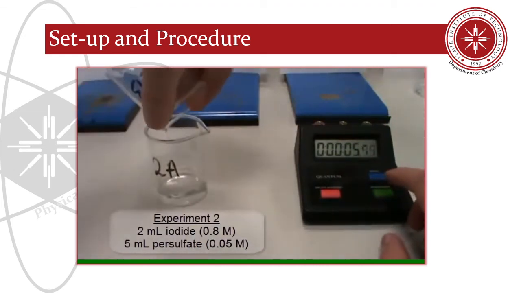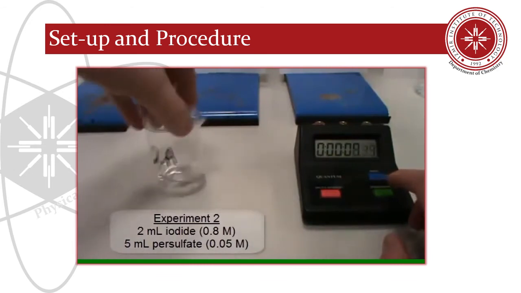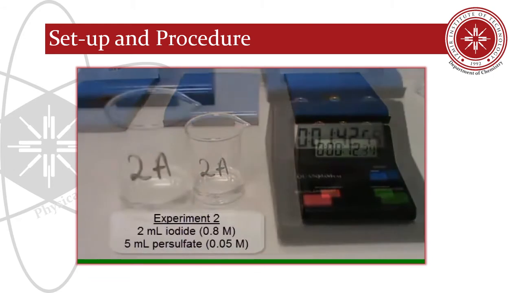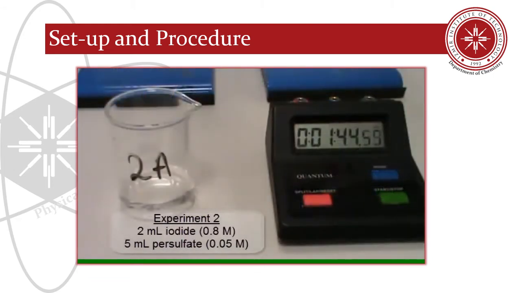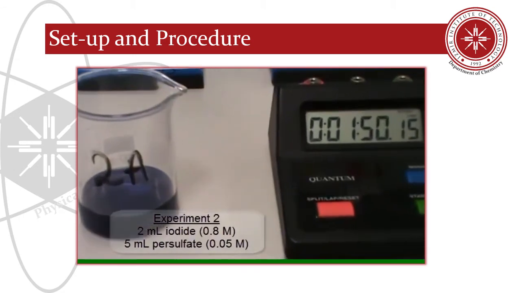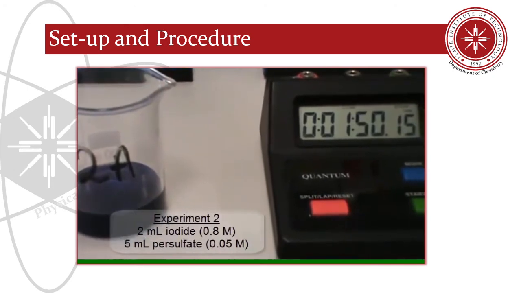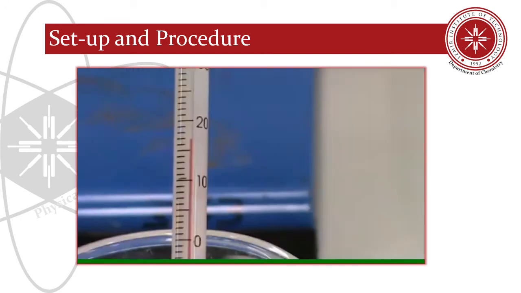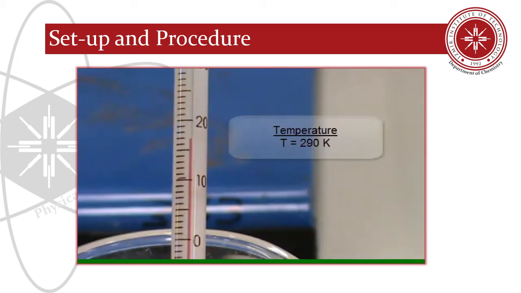So I mix my solutions again, start the stopwatch on mixing, and measure the time taken for the solution to turn blue. So, fast forwarding through time again, you can see we're at a much shorter time now, and the solution turns blue at around about the 1 minute 50 second mark. So we've doubled the concentration and the rate has doubled. The time taken has halved. We were 3 minutes 30 in experiment 1, now it's 1 minute 50. So doubling the concentration of the iodide has had the effect of doubling the rate of reaction. Our temperature is the same as before.